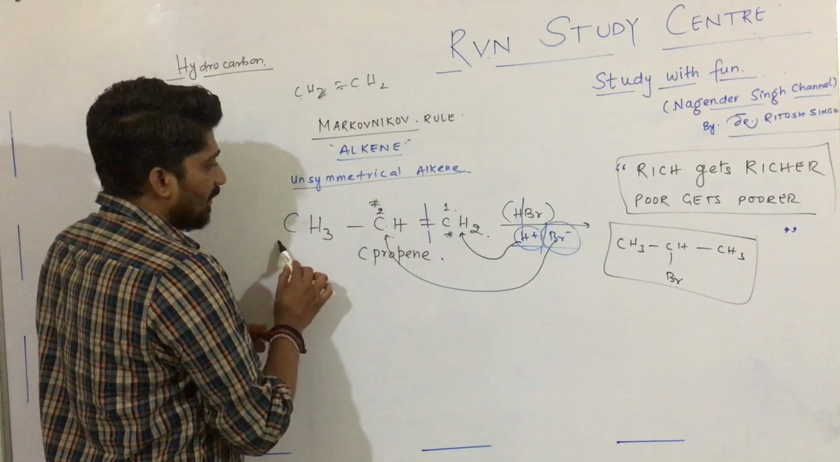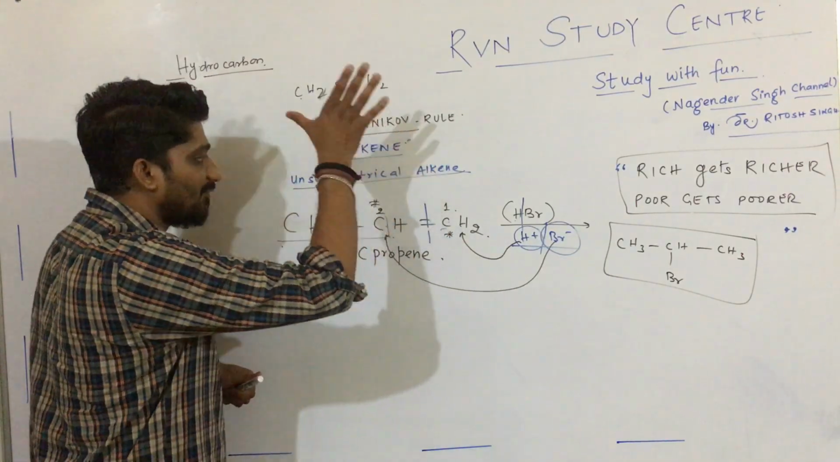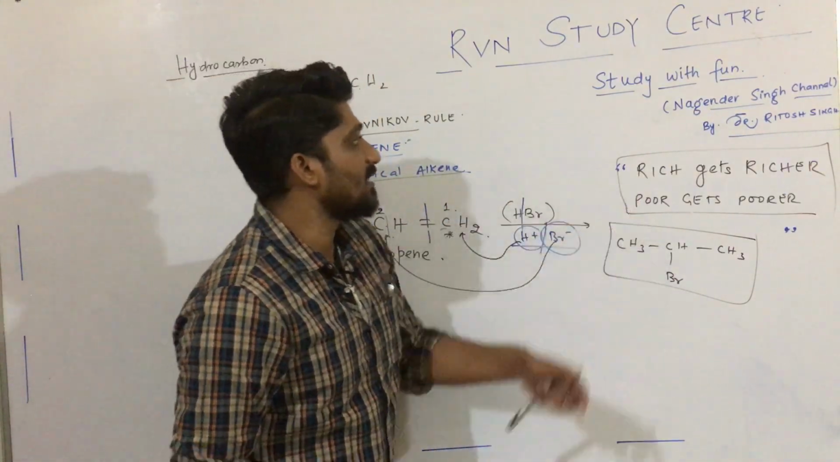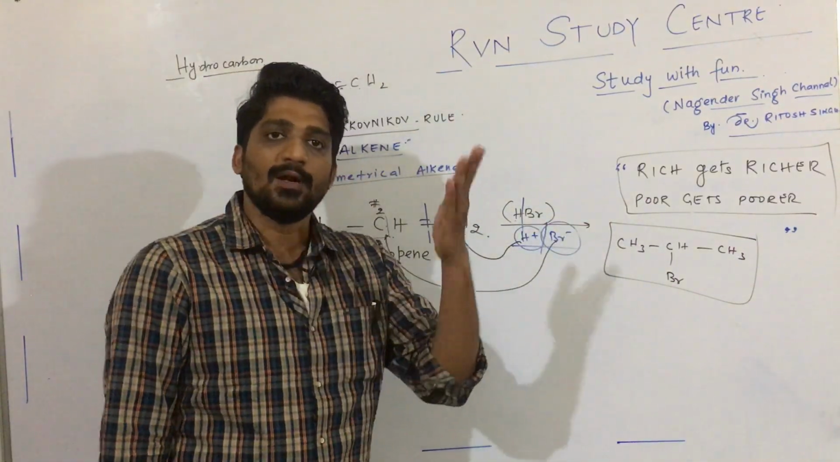Here we have different numbers of carbon. Here we have 2 carbon, here we have 1 carbon. Okay, so that's why we are taking it for unsymmetrical alkene reacting with HBr. What does the shortcut say? Rich gets richer, poor gets poorer.